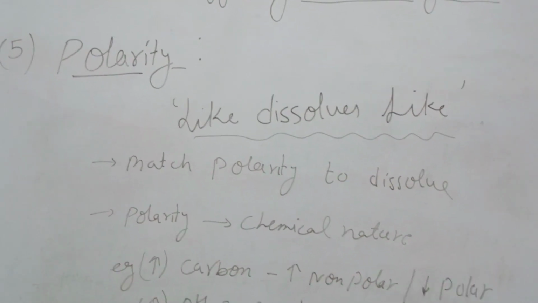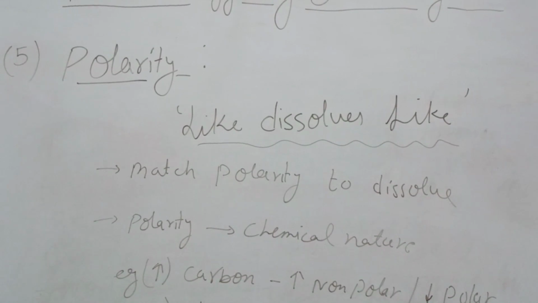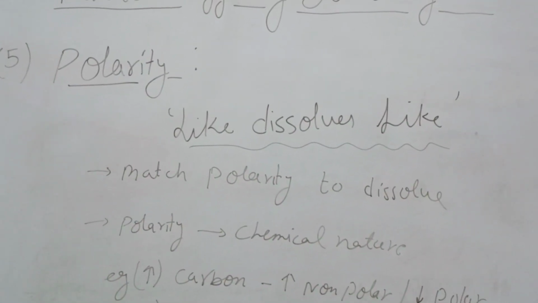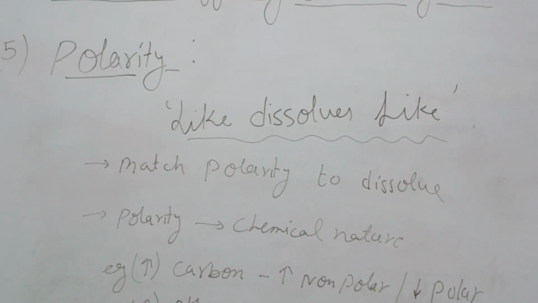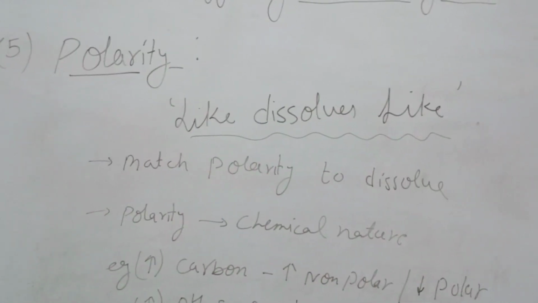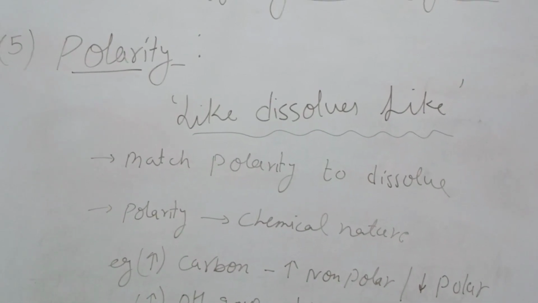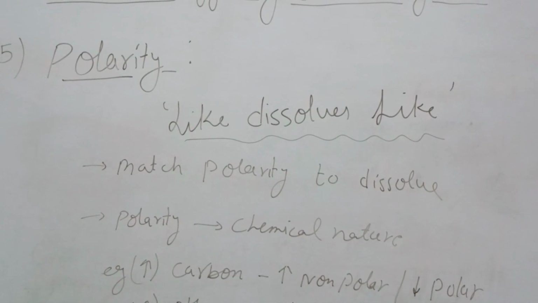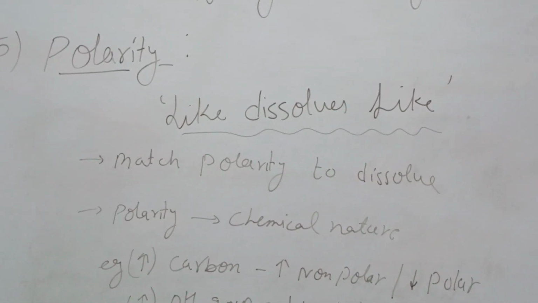So let us further discuss the next subheading, the fifth one, polarity. How does polarity ultimately affect the solubility of a solute in a given solvent? In order to discuss polarity as a factor which affects the solubility of a given solute in a solvent, first we have to know a very good universal principle.